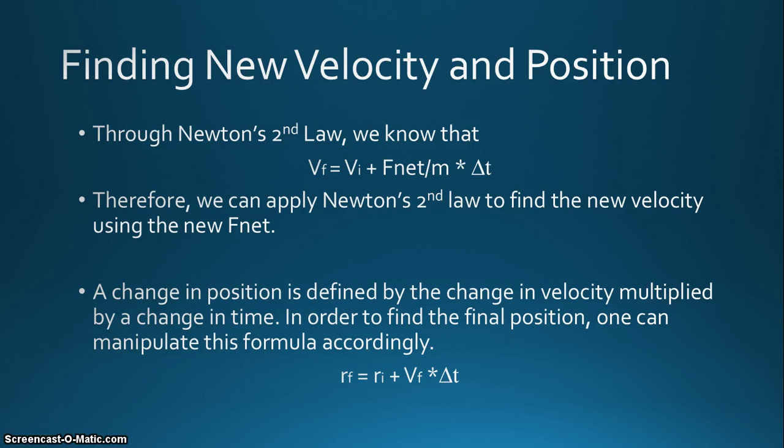Therefore, we can apply Newton's second law to find the new velocity using the Fnet which we calculated in the step prior to this. And also, we know that a change in position is defined by the velocity multiplied by a change in time. In order to find this final position which we are looking for, we can manipulate this formula accordingly to find Rf, the final position.